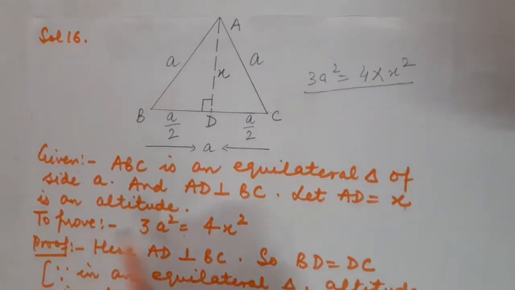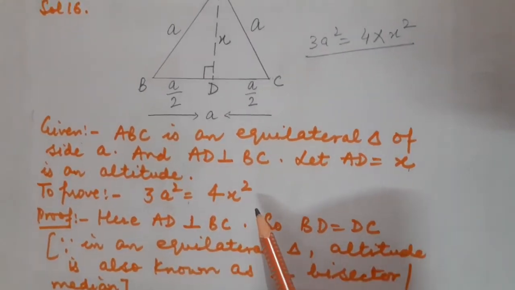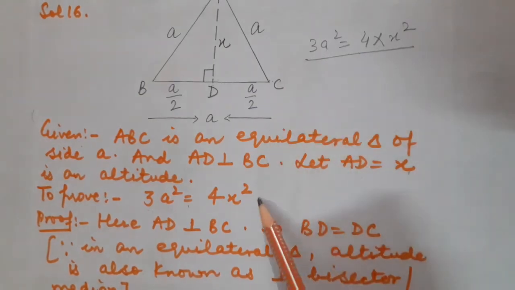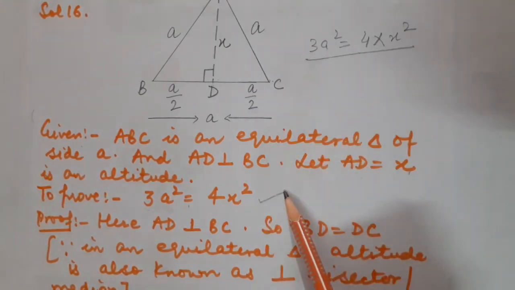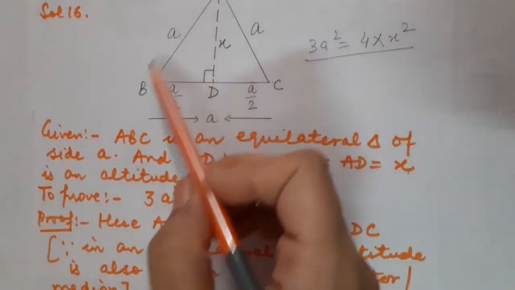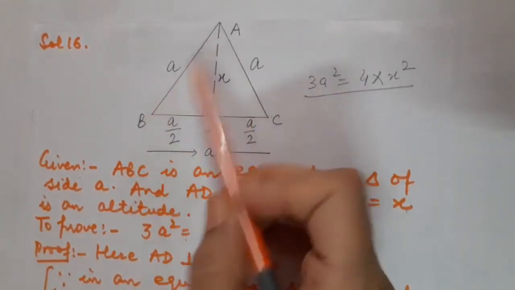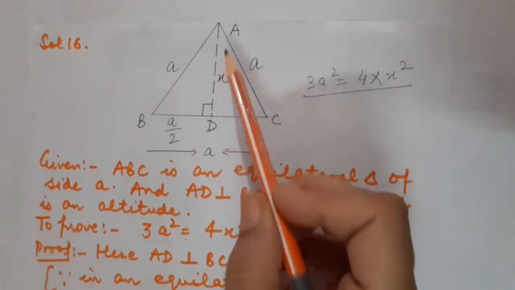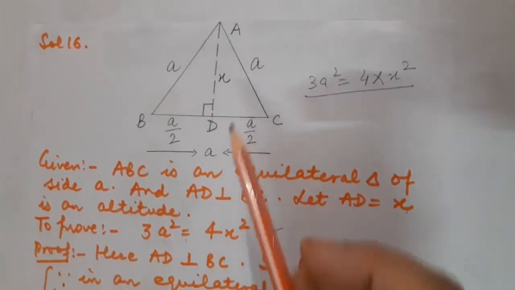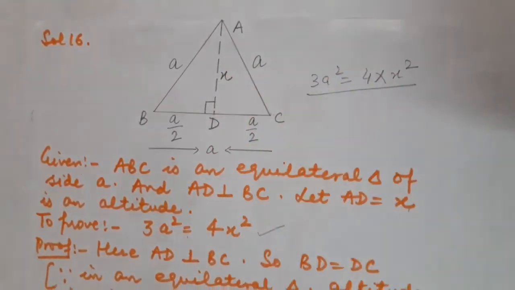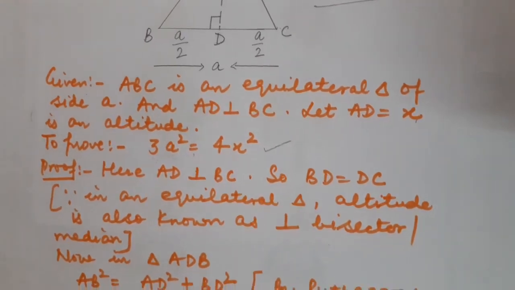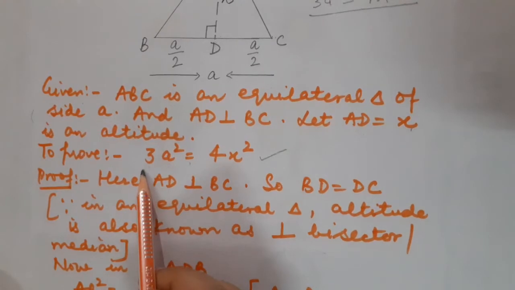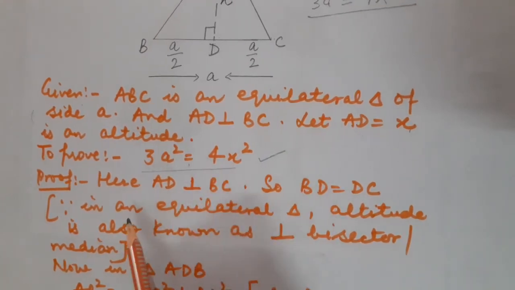Fine. Now, what we have to prove? We have to prove that 3A square is equal to 4X square. Means 3 times the square of one side of the equilateral triangle is equal to 4 times the square of one of its altitudes. Now, what we have to prove, that I have explained to you. Fine. Let us start its proof.